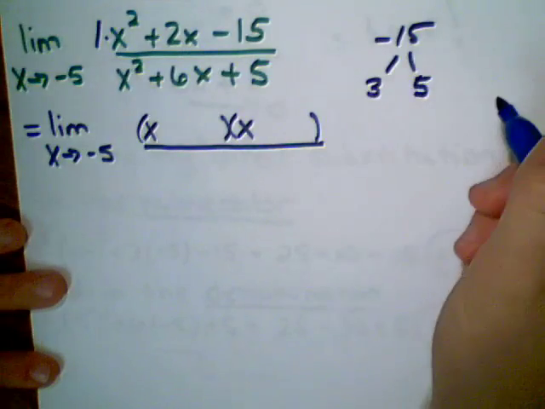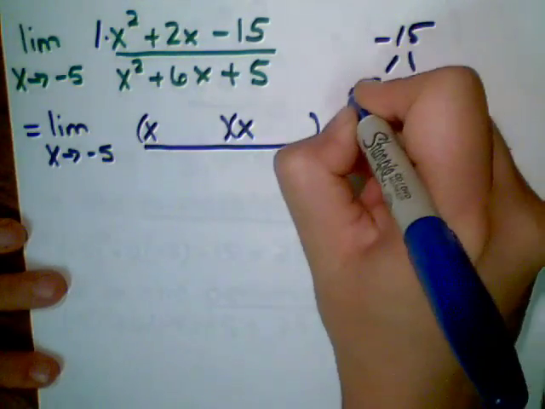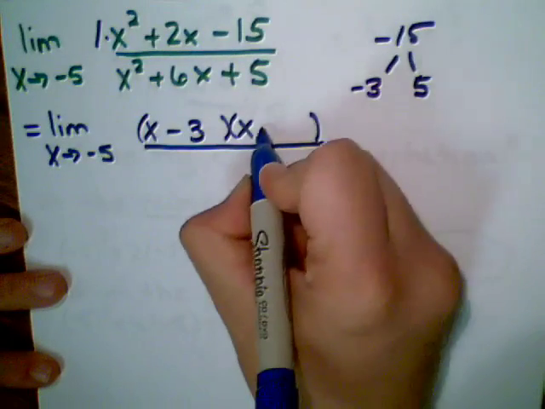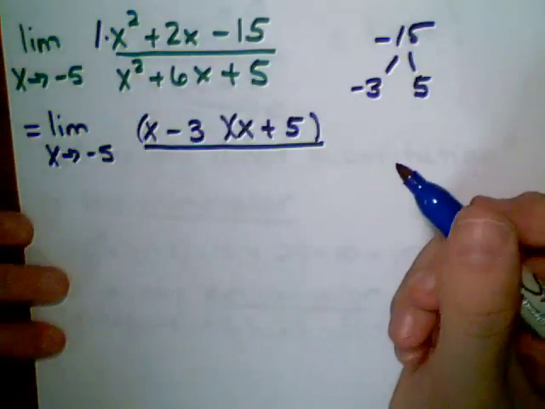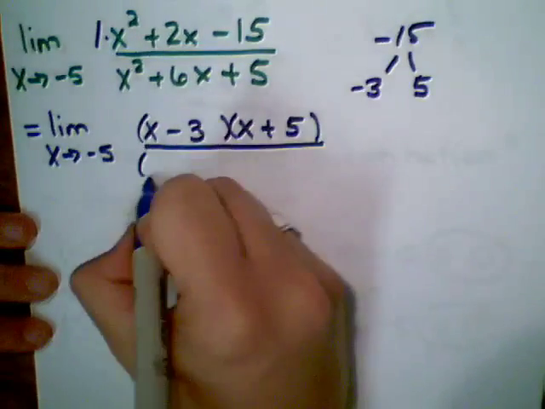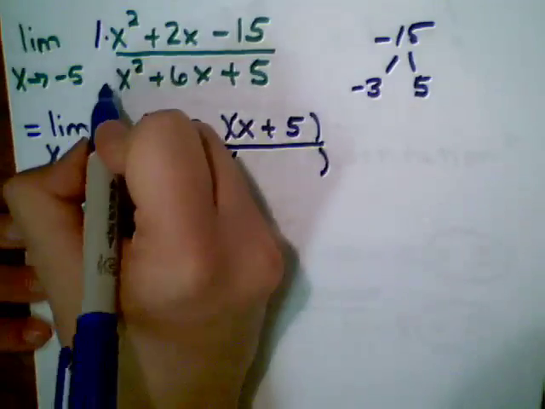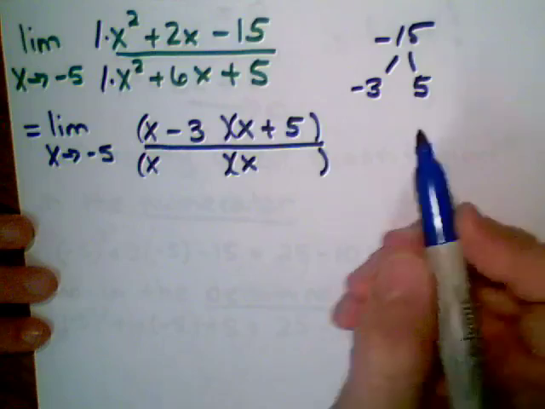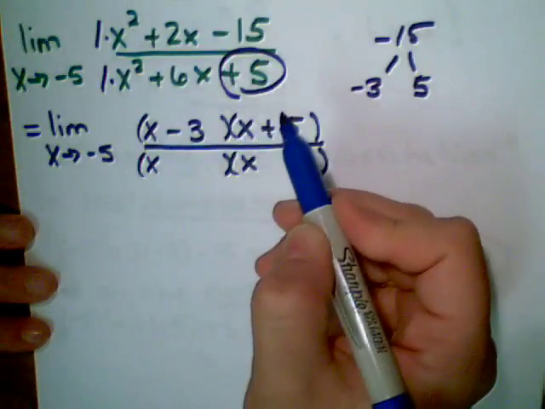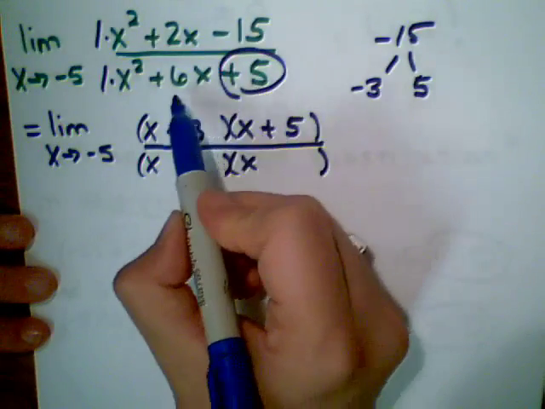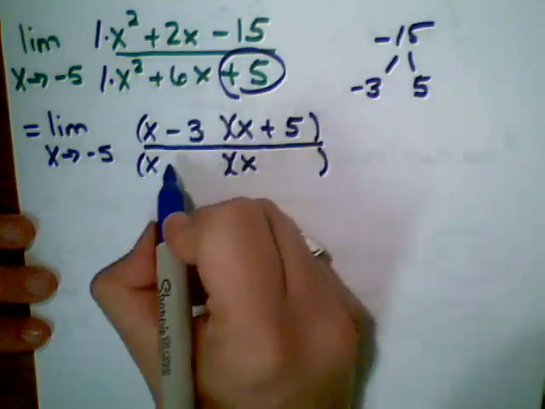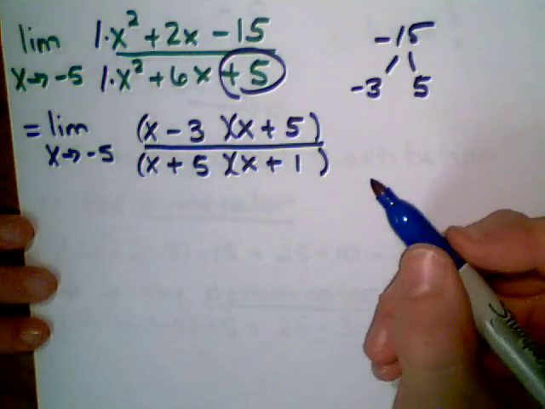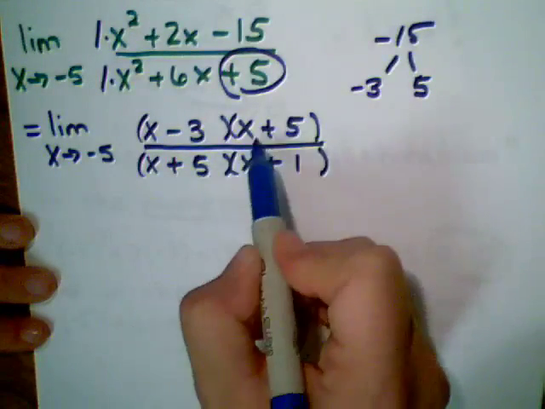Well, it looks like it's going to be some combination of 3 and 5, and the 3 is going to be negative so that the sum is positive. All right. The denominator should also factor. There's a leading coefficient of 1, so I'm going to record x times x. I'm going to look at the constant at the end, and I want the factors of 5 that add up to 6, if there are any. Well, that's going to be +5 and +1. Aha! There's a common factor of x plus 5.